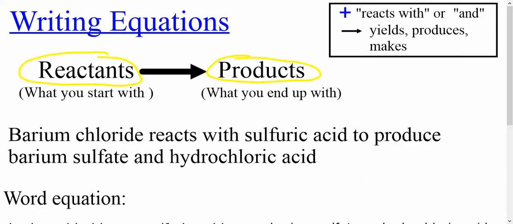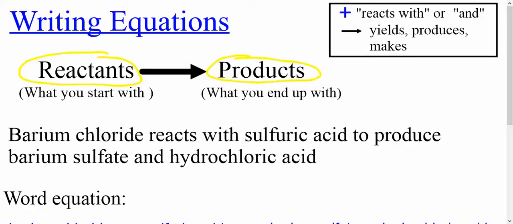Now the sentence doesn't always give you the reactants first. This sentence, barium chloride reacts with sulfuric acid to produce barium sulfate and hydrochloric acid, happens to give you the reactants first and then the products, but this very easily could be written another way. It could be written: barium sulfate and hydrochloric acid are formed when barium chloride reacts with sulfuric acid. So you need to really read and make sure that you know what you're dealing with, reactants or products.